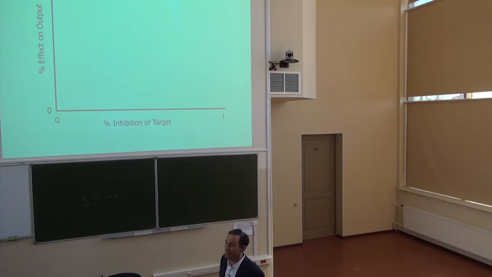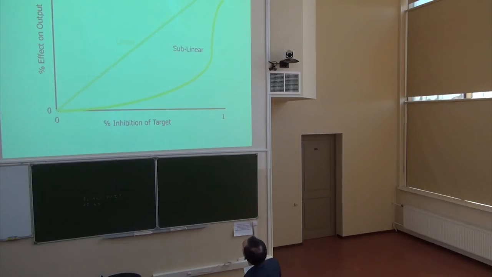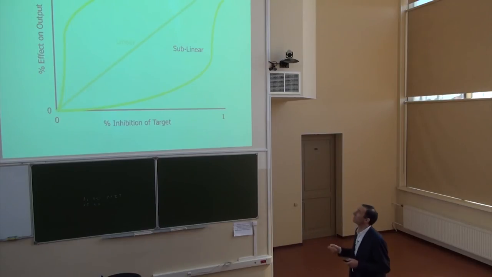So we had to get very concrete. The question we're asking is, as I add more and more inhibitor, and I inhibit more and more of a target, how does that affect the output? If things were linear, when I inhibit half the target, I turn off half the output. They might be sublinear, the bad way: I turn off half the target, but I only turn off about 10% of the output. Or they might be superlinear, the good way: I turn off half the target, but I turn off almost all of the output.